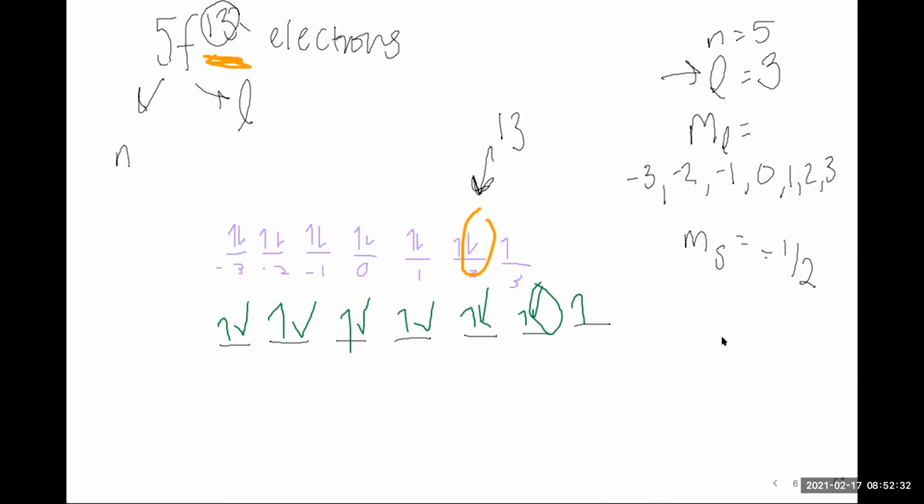So Matt, let's say our L was a 4. What would be our ML? So would that be -4, -3, -2, -1, 0, 1, 2, 3, 4? Yep. Okay.